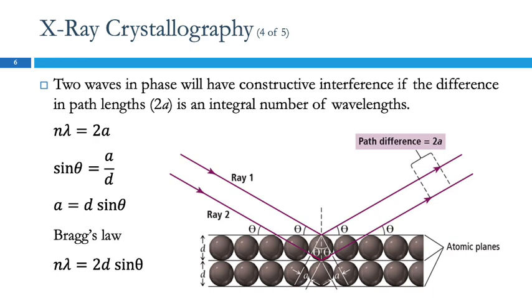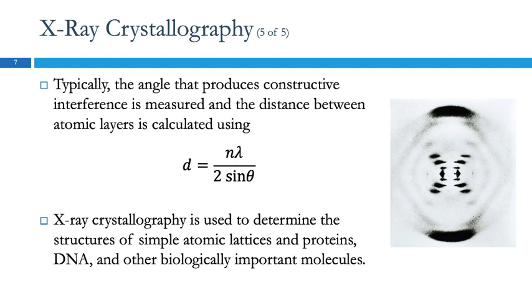So this is all nice and everything, but I'm not going to test you on that. There might be some homework on it, though. It's just good to have an idea of how they did this. This is an early X-ray crystallograph showing the interference patterns. So they measure the angle that produces constructive interference, and from that they can find the distance.